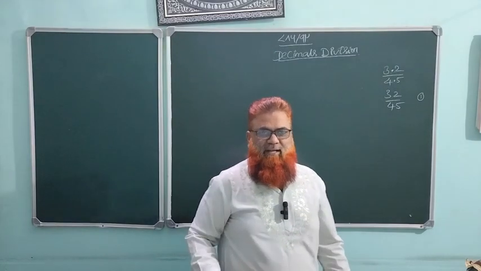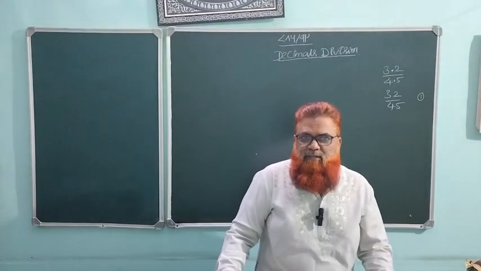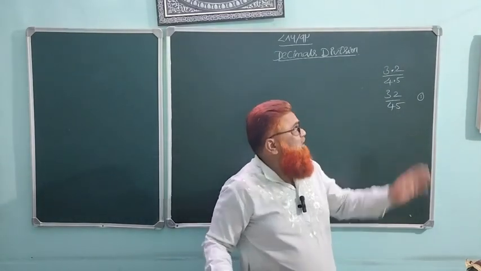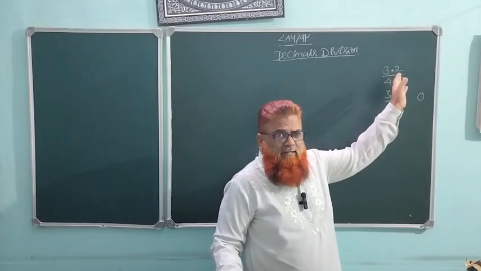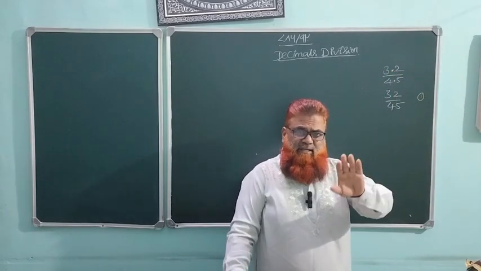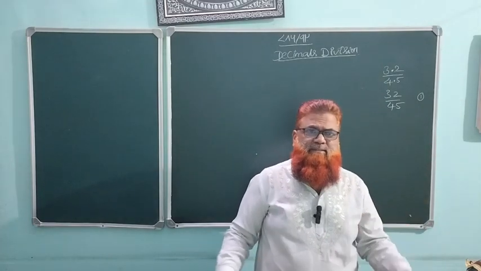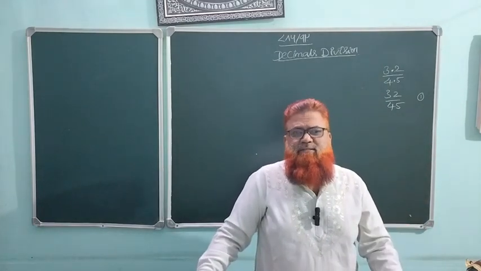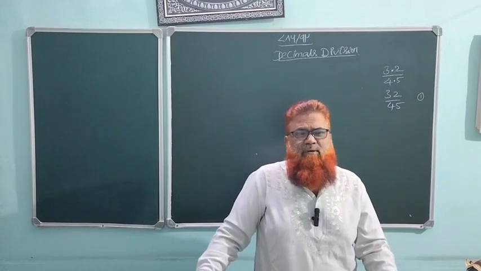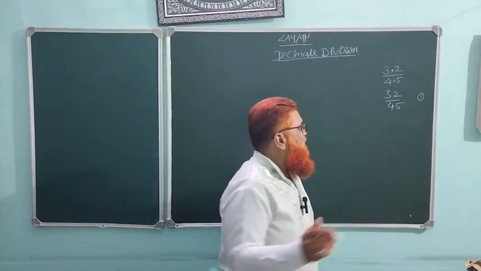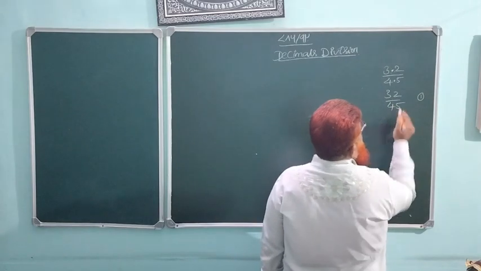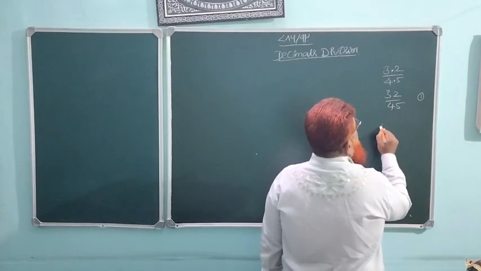This decimal is cancelled and it can be written as 32 by 45 directly. Why have I written 32 by 45 directly? Because the upper part has the same decimal place as the lower part. What is the upper part called? It is called the dividend. What is the lower part called? It is called the divisor. Now you can divide.